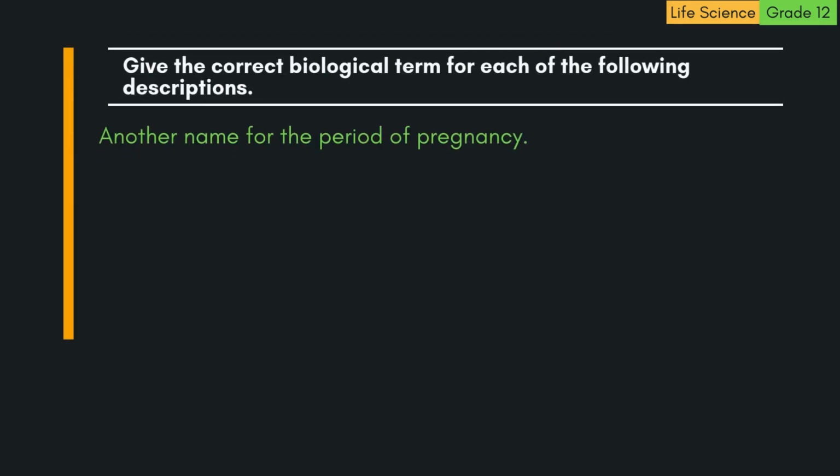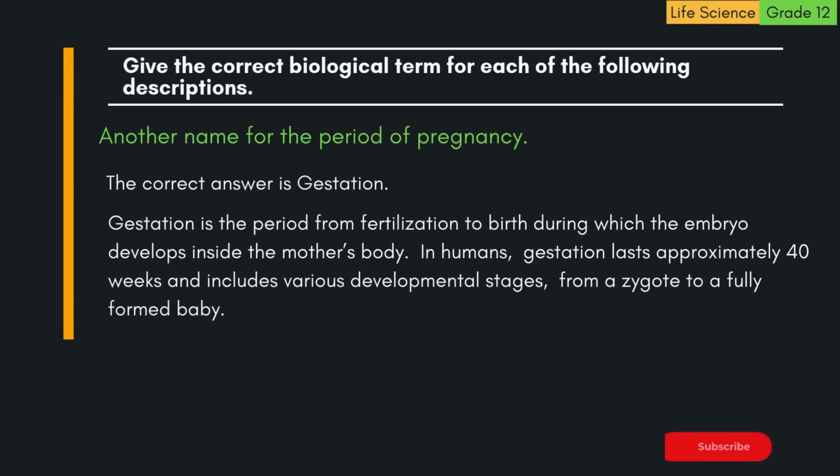Another name for the period of pregnancy. The correct answer is gestation. Gestation is the period from fertilization to birth, during which the embryo develops inside the mother's body. In humans, gestation lasts approximately 40 weeks and includes various developmental stages, from a zygote to a fully formed baby.